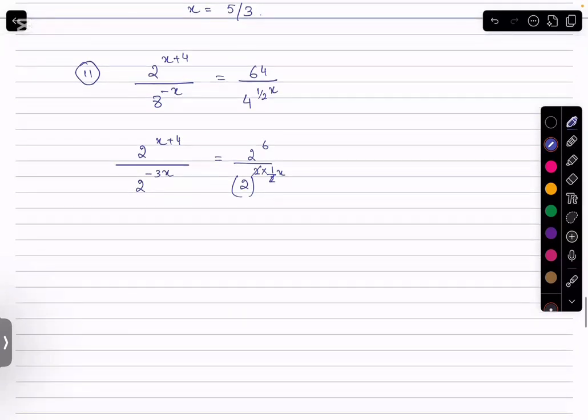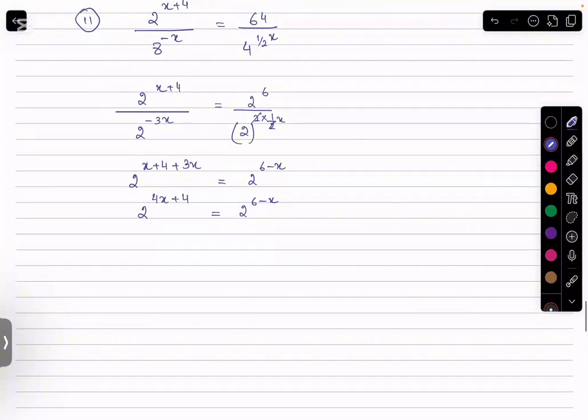Yes. चलें, अब क्या करेंगे? We'll bring the powers in the denominator up in the numerator. So what will I write? 2 to the power x plus 4 and then plus 3x, and then which is equals to 6 minus x. So what should I have here? Is it 2 to the power 4x plus 4? Yes. 2 to the power 6 minus x.